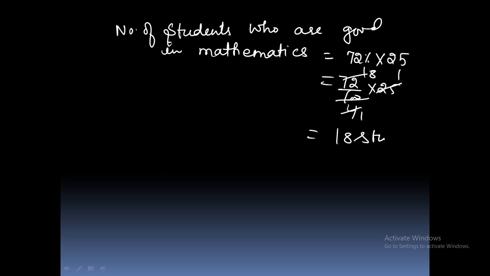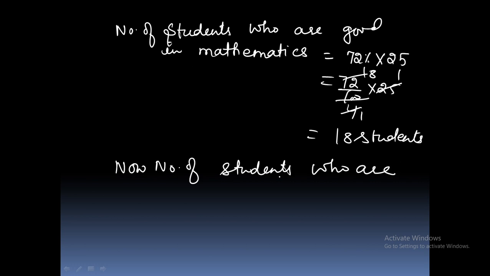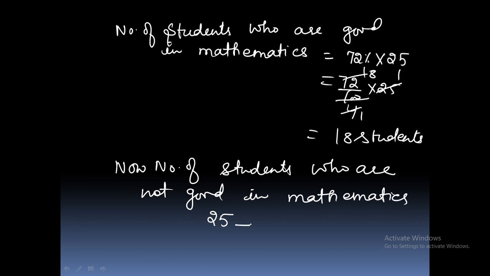18 students. Now you can calculate the number of students who are not good in mathematics. 25 students total. Out of 25, 18 are good and the rest are those students who are not good in mathematics.